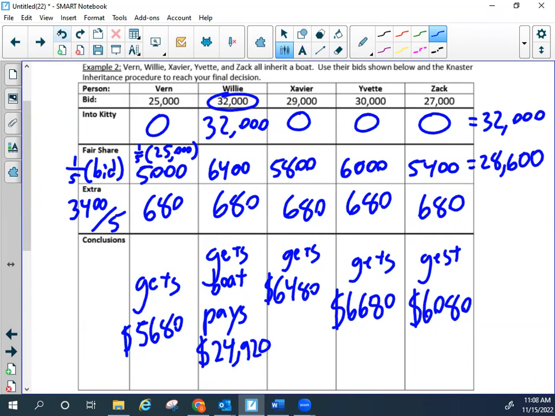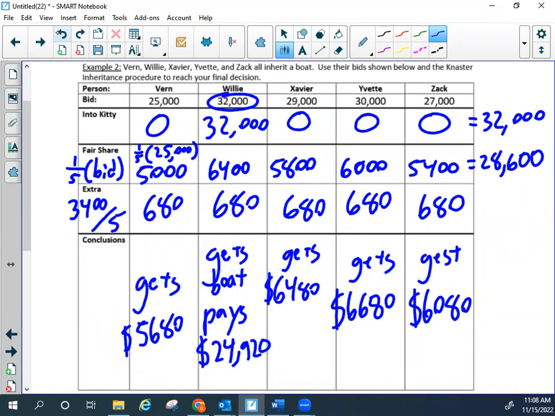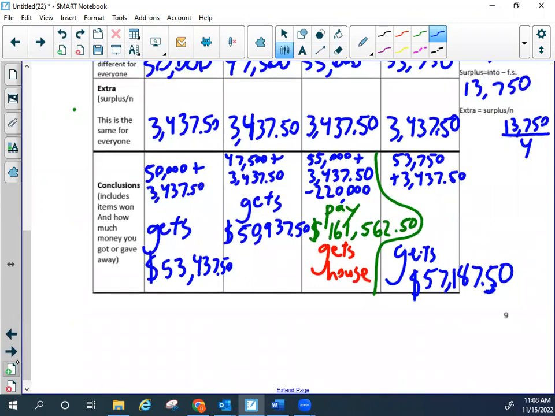Now, one way to check your math: pays is money lost, so that's a negative number. If I do 5680 minus 24,920, the rest are positive numbers, plus 6480, plus 6680, plus 6,080. If I add all of this up on the bottom here, that should add up to 0. It should always add up to 0 when you're done. Same thing in this one. If I added all these numbers, except the 161, I made that a minus because that was money paid, not money accepted. This would add up to 0.